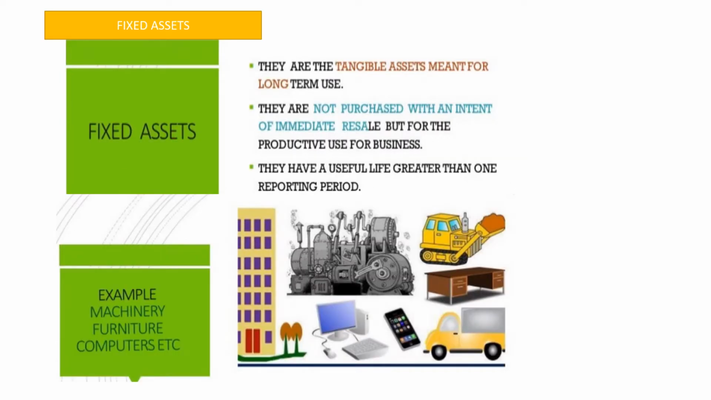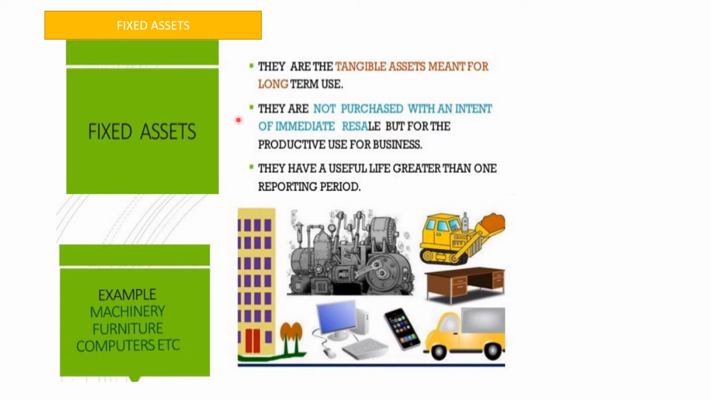And next we come to fixed assets. We have also discussed fixed assets, but we'll discuss them in terms of the accounting equation. So what are fixed assets? They are tangible assets meant for long-term use. They are not purchased with the intention to resell them, but they help in manufacturing or producing the goods for the business, and they have a useful life greater than 1 year. I told you earlier in the very first video that they are generating benefit for more than a year. They are also called long-term assets.